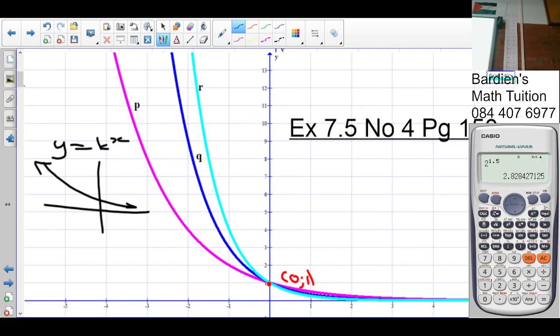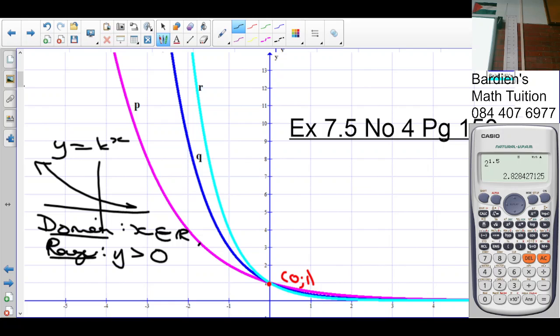Okay. E. If the domain of y is equal to k to the x is the set of all real numbers, they ask you for the domain of this graph, it will simply be x is an element of all real numbers. What is the range of this graph? The range is all possible y values. So what can we say about this graph? Y must be more than 0. Can it be equal to 0? No. Why? It's an asymptote, not so? The graph doesn't cut the y is equal to 0 line. It comes close to, but never crosses.